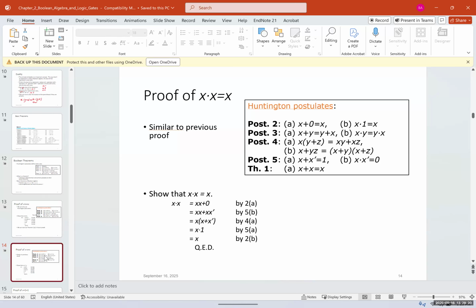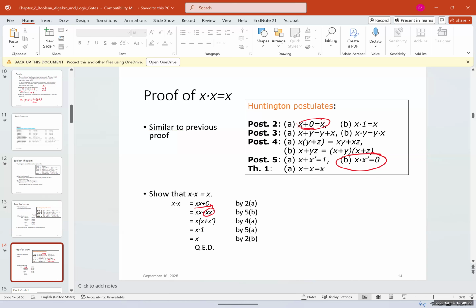So next, we want to prove that x and with x is equal to x. Again, we can use the postulates. We can add that to a 0 using postulate number 2, because adding a 0 to a Boolean algebra doesn't change anything. It's equal to itself. So x plus 0 gives us x. And then we can replace 0 by x and with x prime, which is postulate 5b.